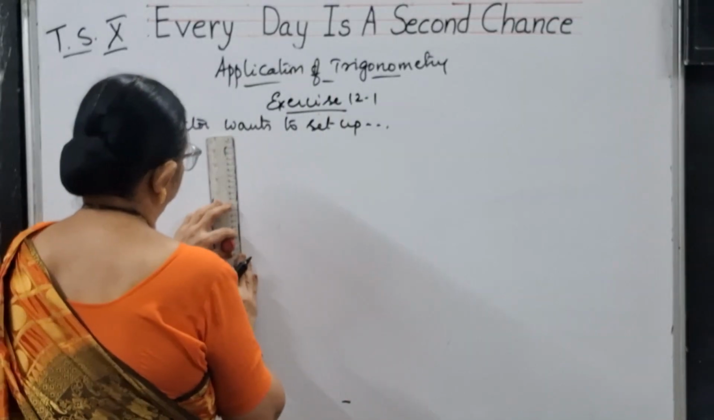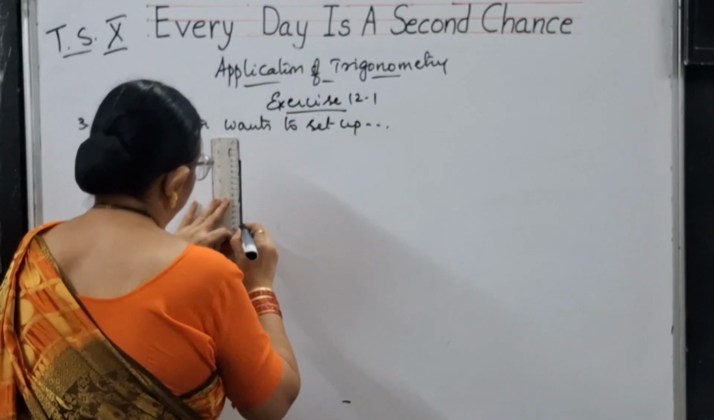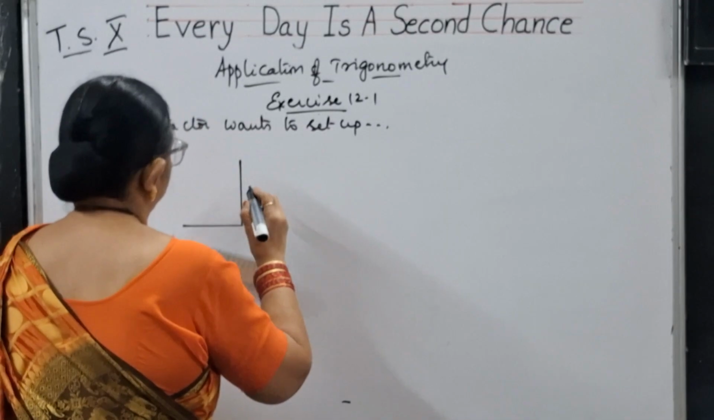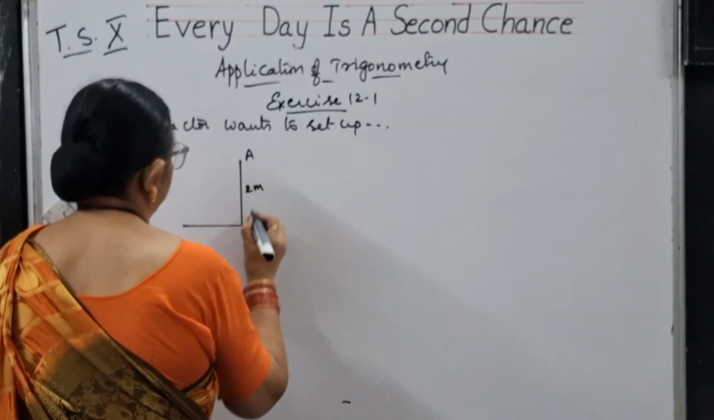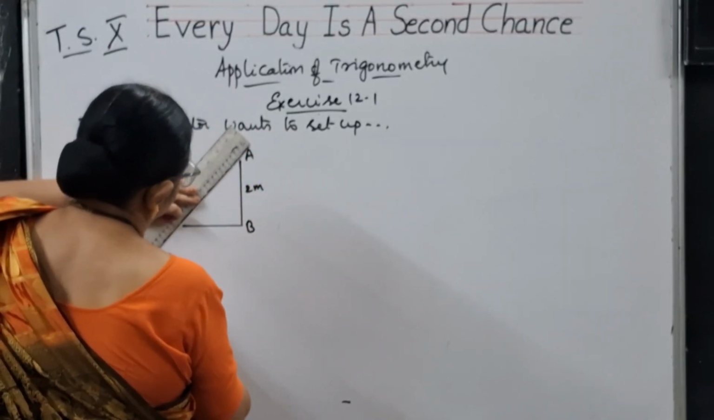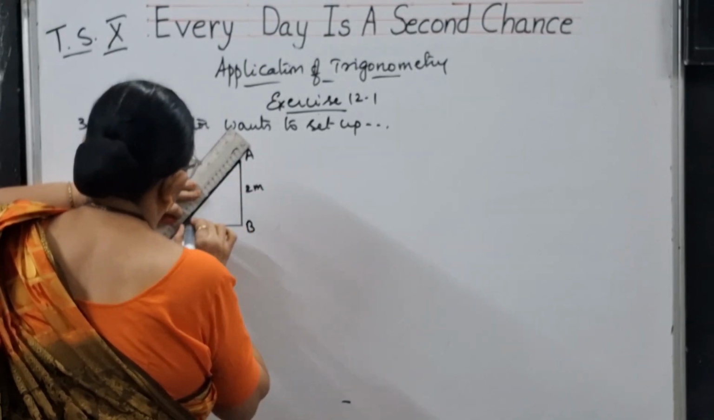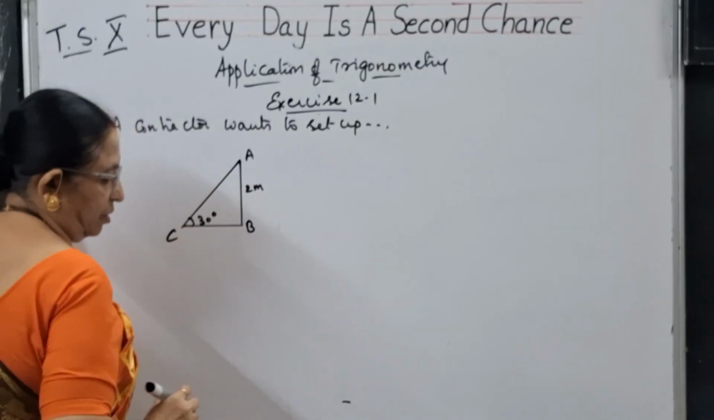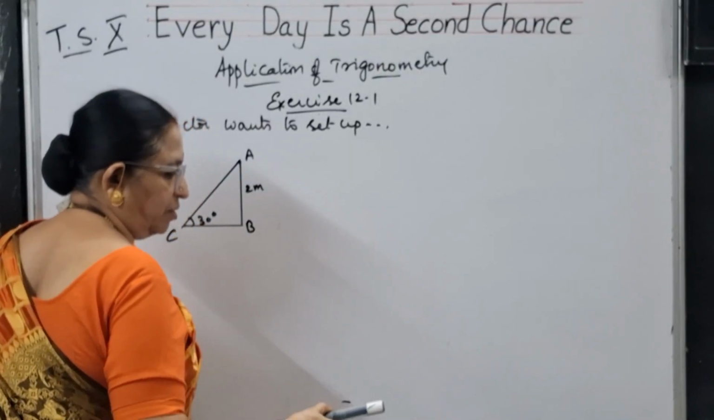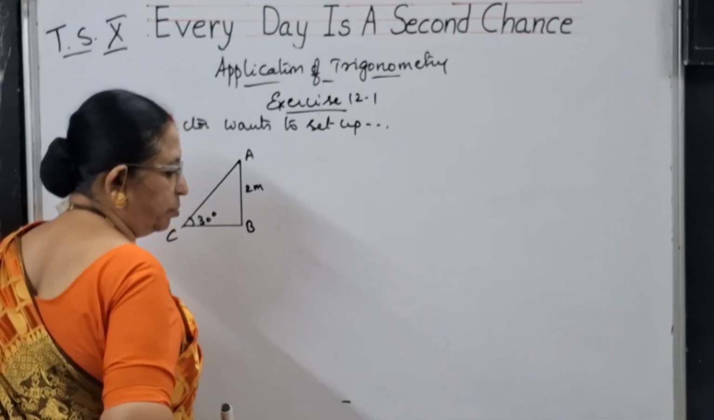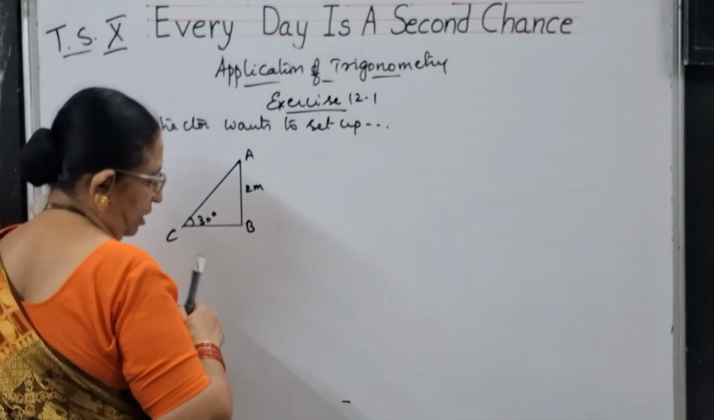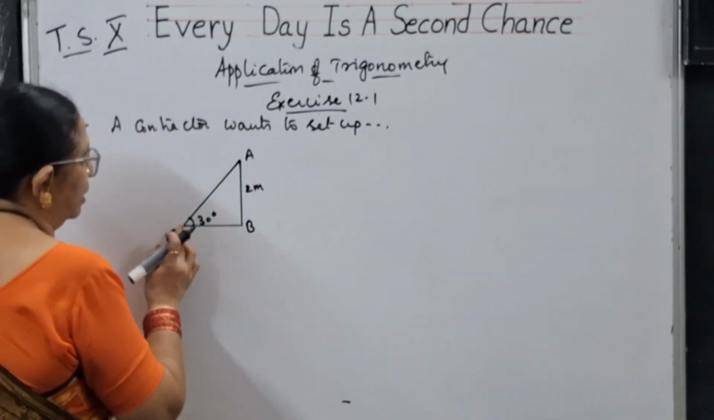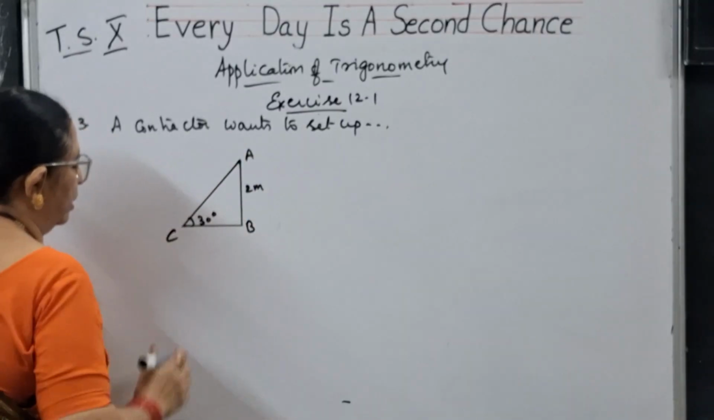So let us have a figure for it. He wanted to keep a slide at a height of 2 meters. Let me consider AB as the height of the slide, and the angle of elevation he wants to give is 30 degrees. This will be the length of the slide. What should be the length of the slide?